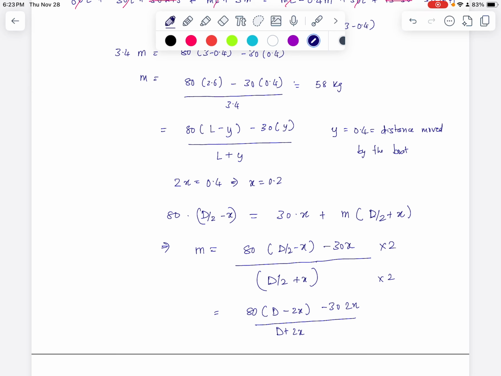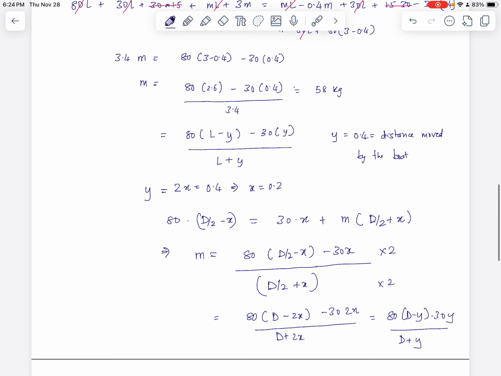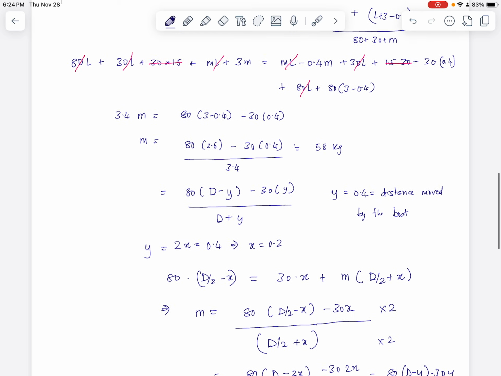And as I mentioned earlier, D times 2x equals y. Okay, so we can write this as 80 times D minus y, minus 30 times y, divided by D plus y. Okay, so that's exactly what we had before. So let me correct these things, okay, to call this D. Okay, so let me recap the solution.